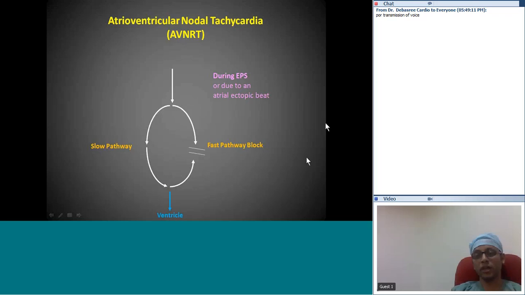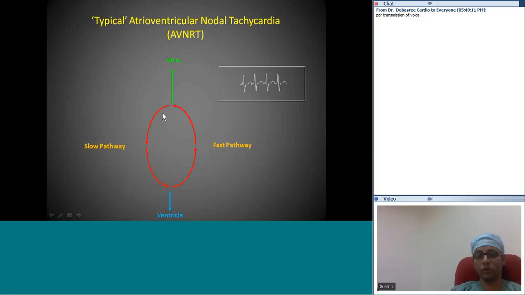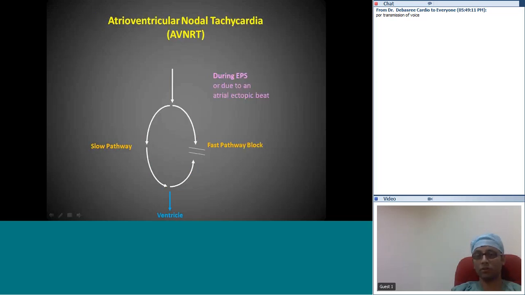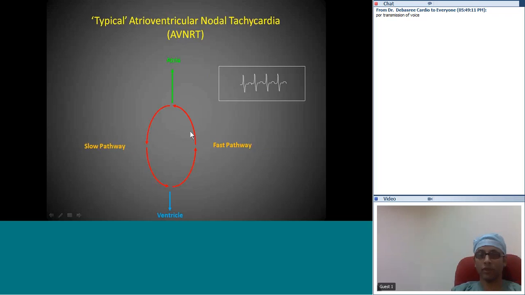But if you give a very timely extra stimulus, it comes down the slow pathway, because as the effective refractory period is reached, it can't come down the fast pathway. But as it comes down the slow pathway and tries to go up, the fast pathway has now recovered. Then it forms a loop. Understood? So if this had recovered here, then it would go up and form a loop. So then you start the AV nodal re-entry tachycardia.